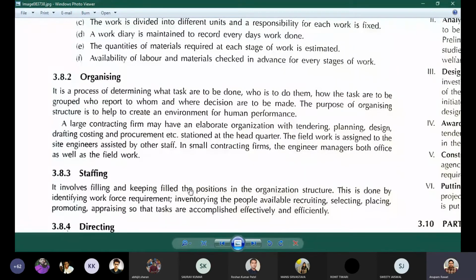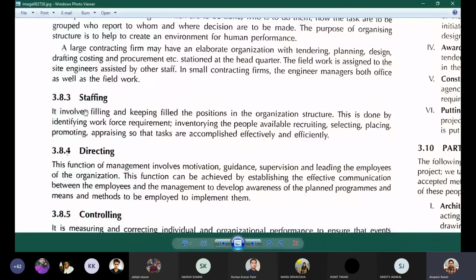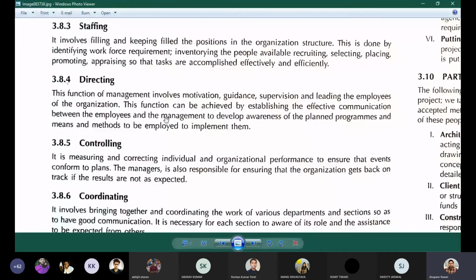Staffing, I already told you, basically involves filling and keeping the positions in the organizational structure. This is done by identifying the workforce requirement. Directing is a function of management, which involves, as I already told you, how the direction will be done and how the communication is done. We will also learn about the organizational structure in coming lectures.